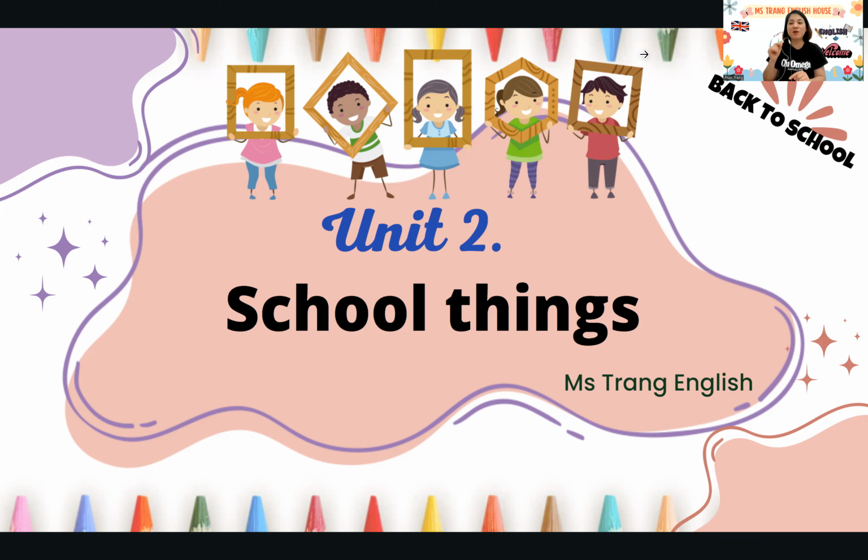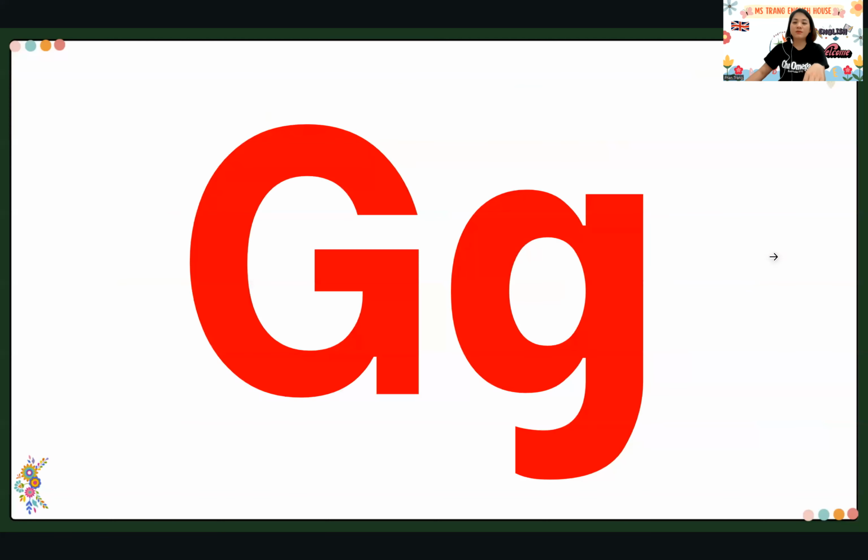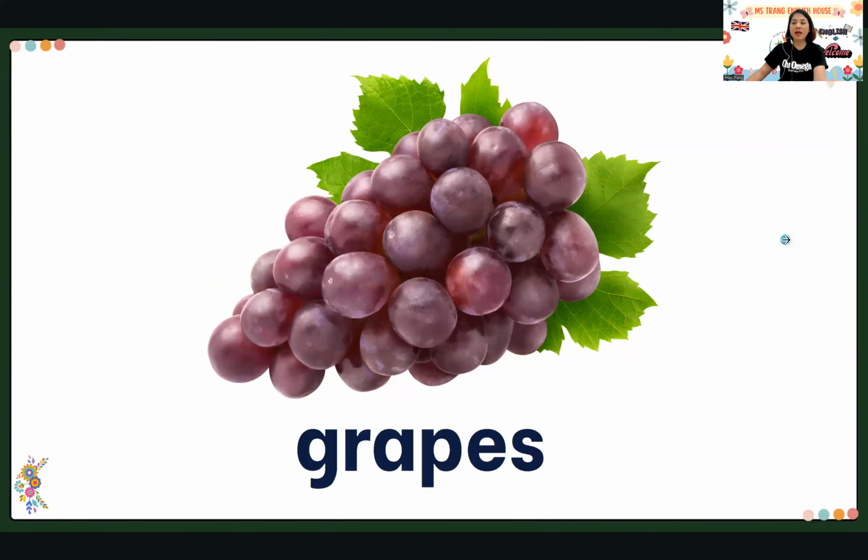Everyone look at screen, listen and repeat after me. Let's review. Chúng mình cùng nhìn màn hình ôn tập cùng cô nhé. What is it? G. Everyone say G. G. One more time. G. Very good. And we learn about two new words beginning with letter G. Chúng ta học hai từ vựng của chữ cái bắt đầu là chữ G.